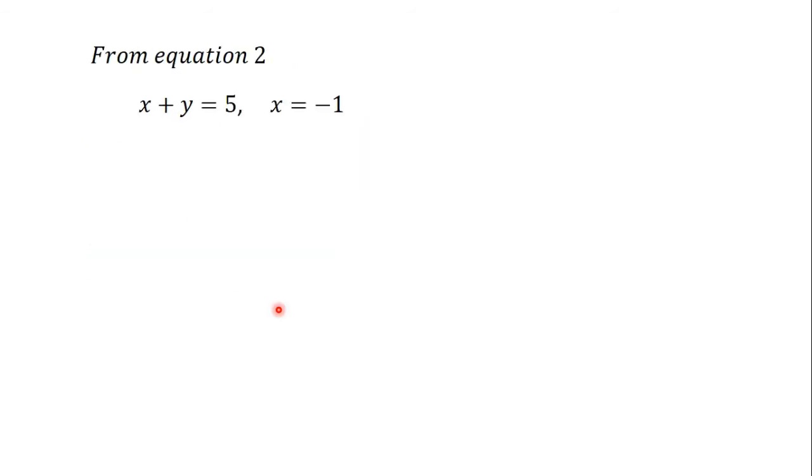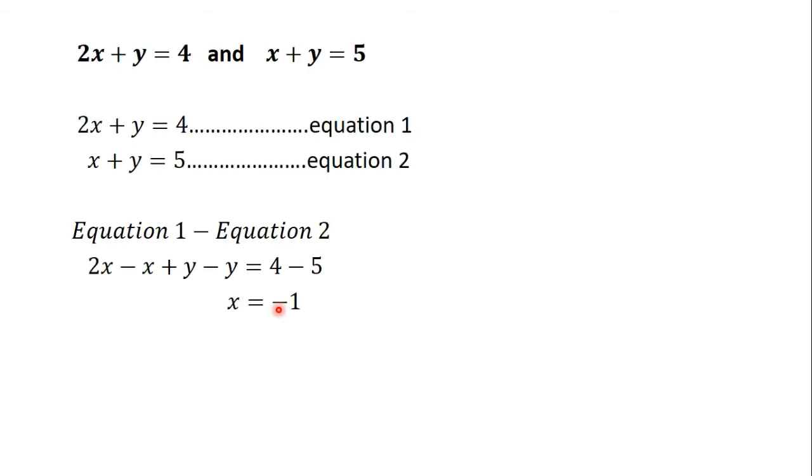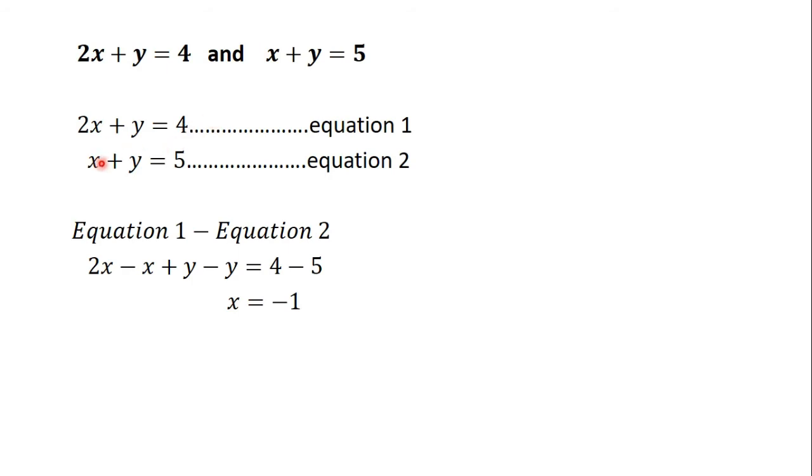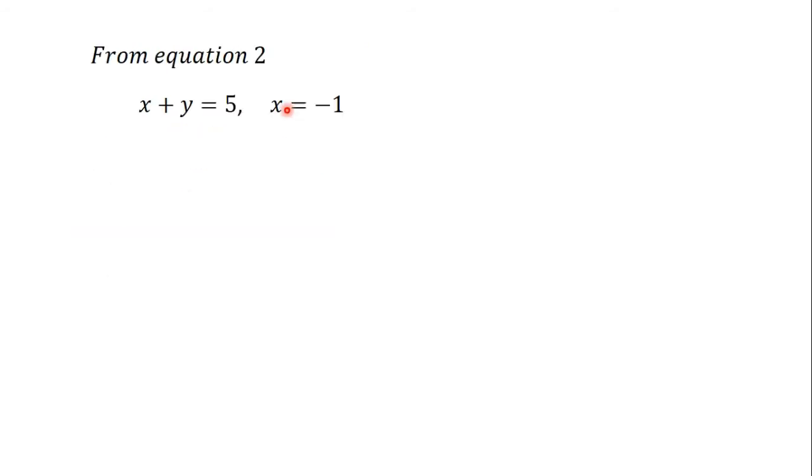Now, in order to find y, you write one of the equations. You can either choose equation 1 or equation 2. In this case, I'm choosing equation 2. You can choose equation 1. Any of them will give you the answer. From equation 2, we know that x plus y is equal to 5, because that is equation 2. x plus y is equal to 5. Now, we have found x to be minus 1. So what that means is that wherever we see x, we can put minus 1 there.